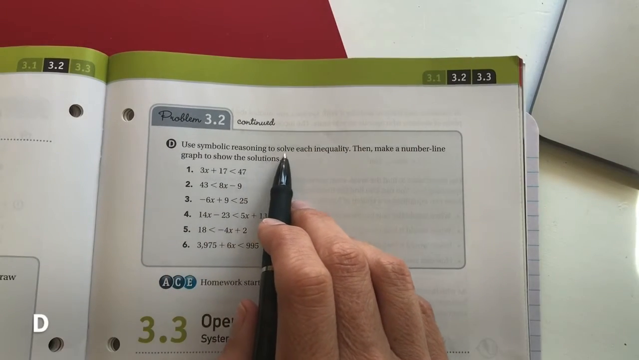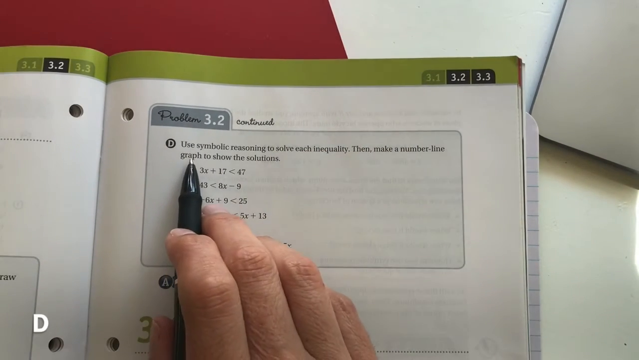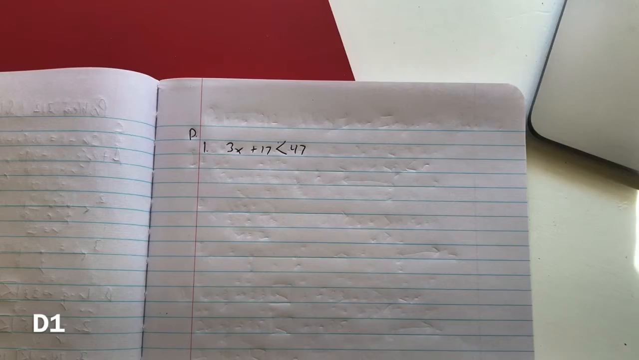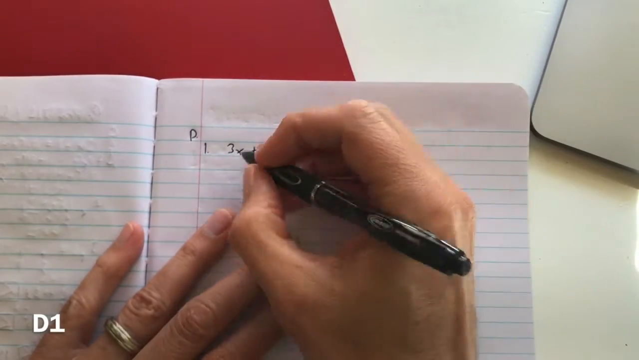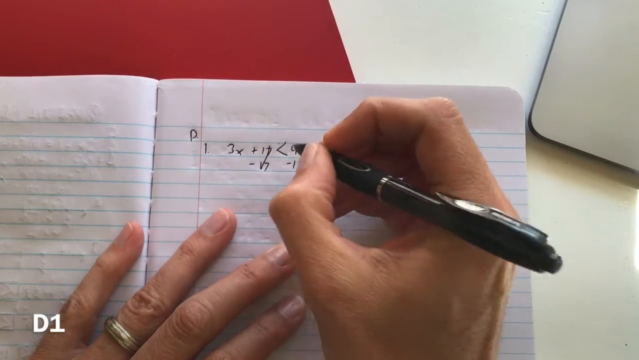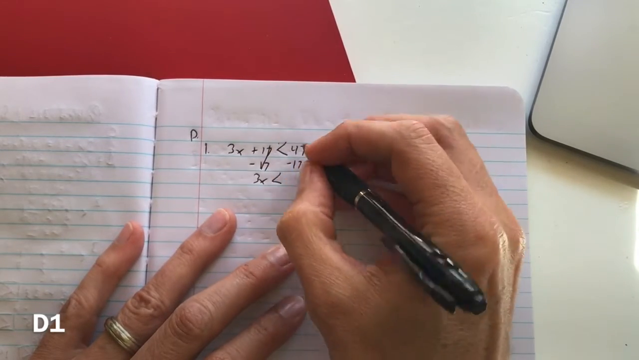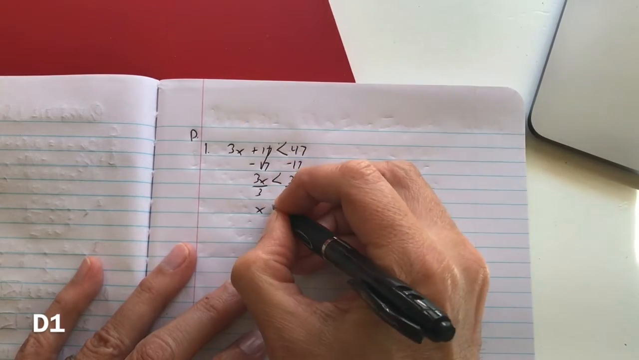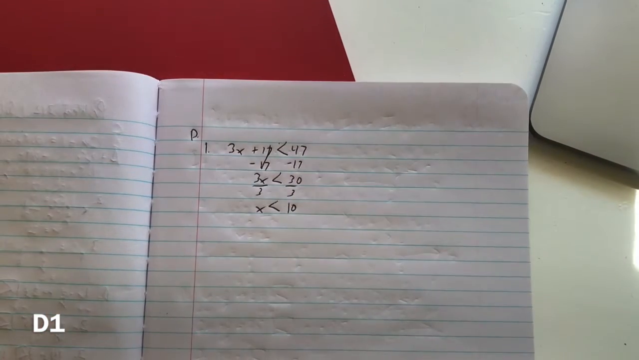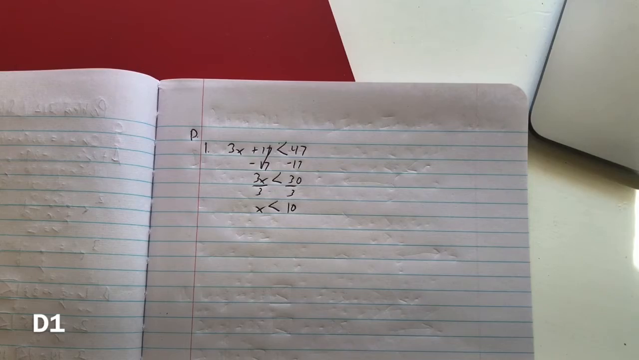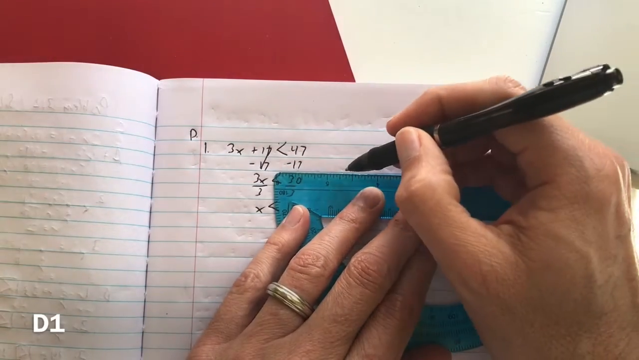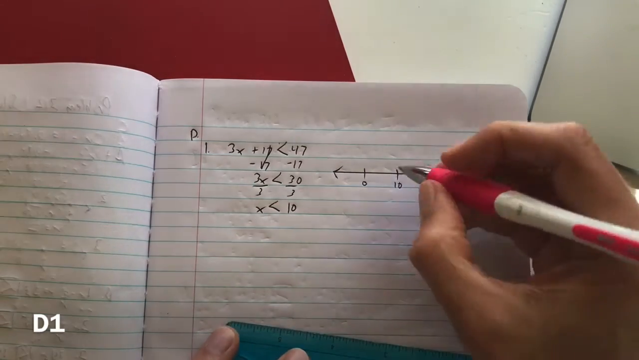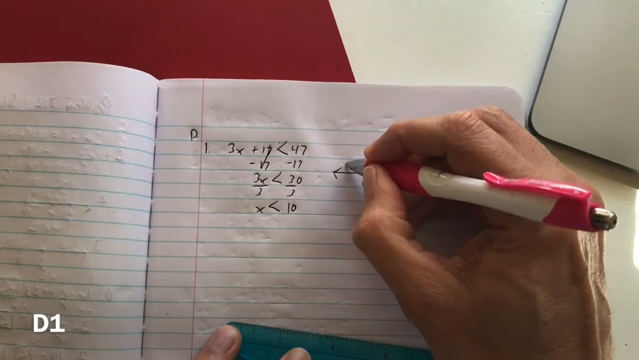All right, here we go. Use symbolic reasoning to solve each inequality, then make a number line graph to show the solutions. So we'll do these here. Number 1: 3x plus 17 is less than 47. We're treating it just like before. So minus 17, this is going to be gone. 3x is less than 30. Divide by 3, divide by 3. It's a positive 3 I'm dividing by, so it turns out x is less than 10. And when we graph this, it will be an open circle at 10 going that way.